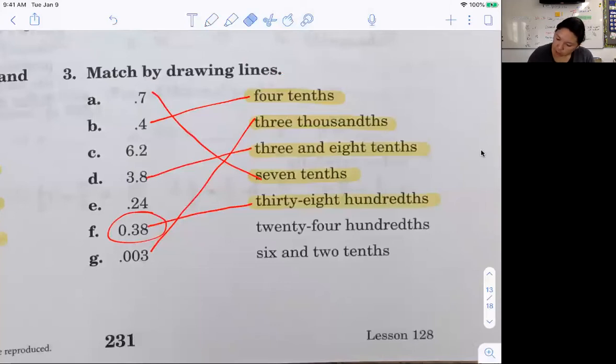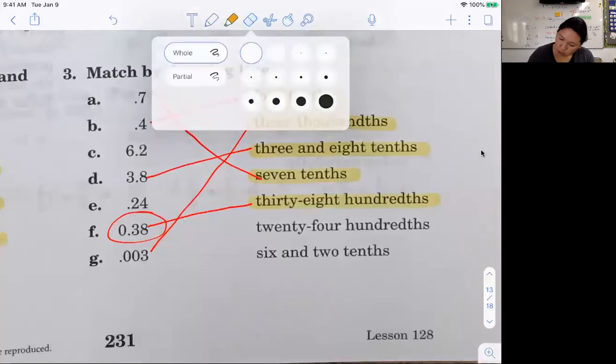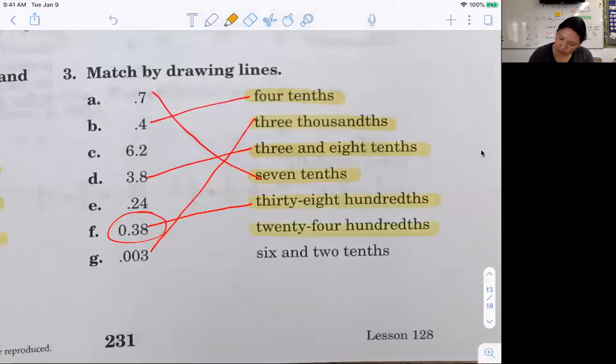All right, 24 hundredths, there we go. And the last one, 6 2/10. There it is, 6 2/10. All right, give yourself a clap.